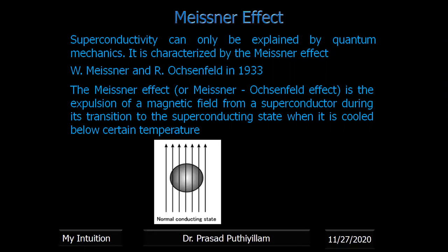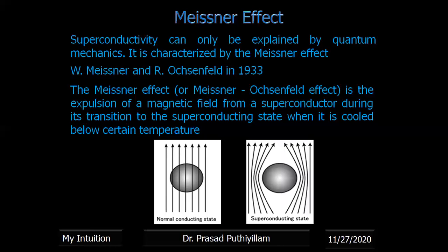If you take the example of an ordinary material or a conductor which is not a superconductor, the magnetic field will penetrate through the material, whereas if it becomes a superconductor, the magnetic field cannot penetrate through the superconductor. We can say it is expelled out.